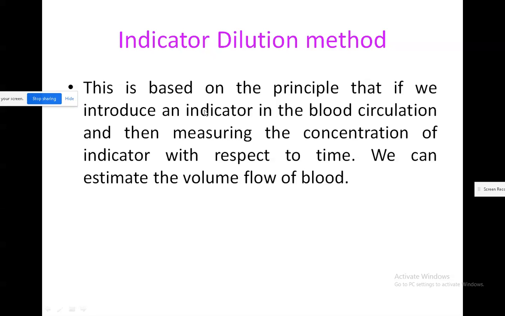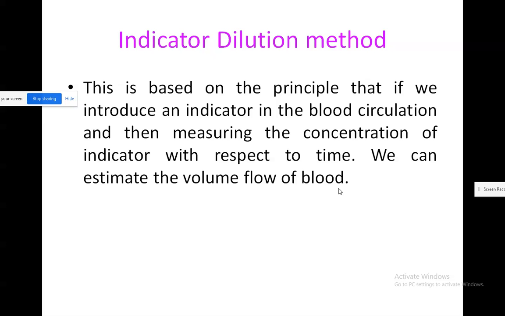So here an indicator is going to be used to mix with the blood of the heart. The indicator will be diluted completely with your blood. That is why this is named the indicator dilution method. Then we are going to measure the concentration of the indicator with respect to time, so we can estimate the volume flow of blood. On measuring the concentration of indicator, we can find out the volume flow of blood in the heart.